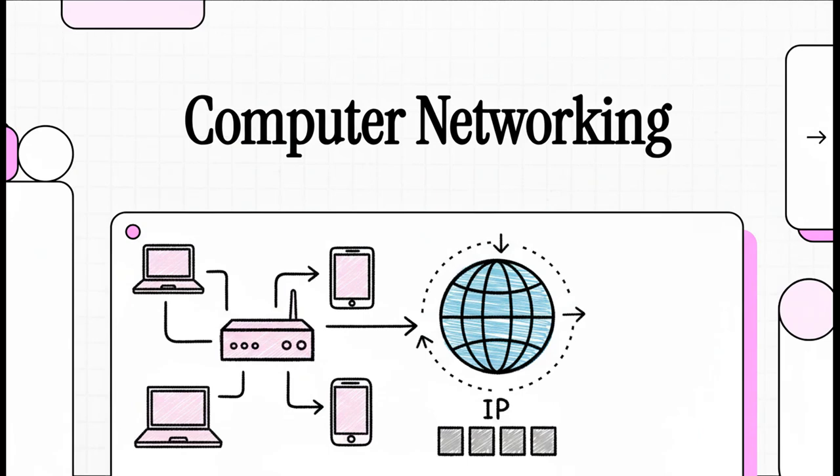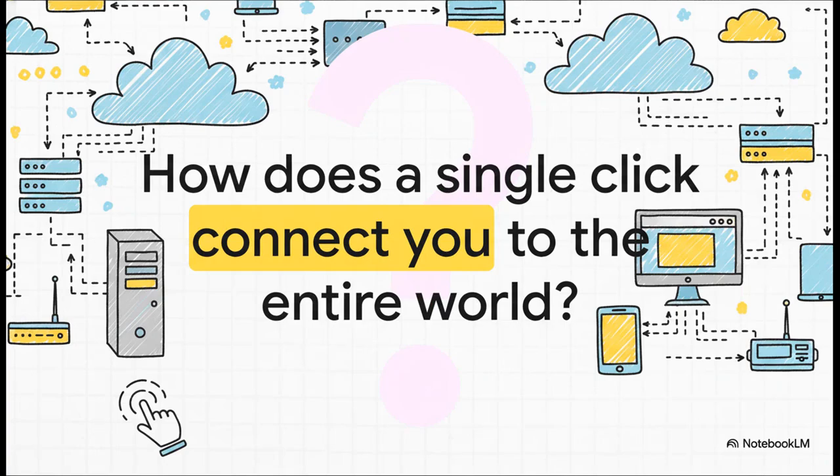Hey everyone, and welcome. Today, we're going to pull back the curtain on something we use every single second of our digital lives, but maybe don't think about too much: computer networking. I mean, really think about it for a second. You click on a link, you type in a search, and bam! In less than a blink of an eye, information from a server that could be thousands of miles away just appears on your screen. How in the world does that happen?